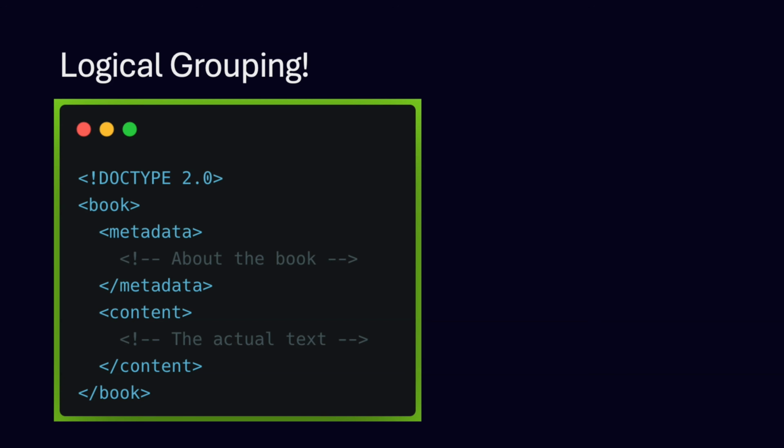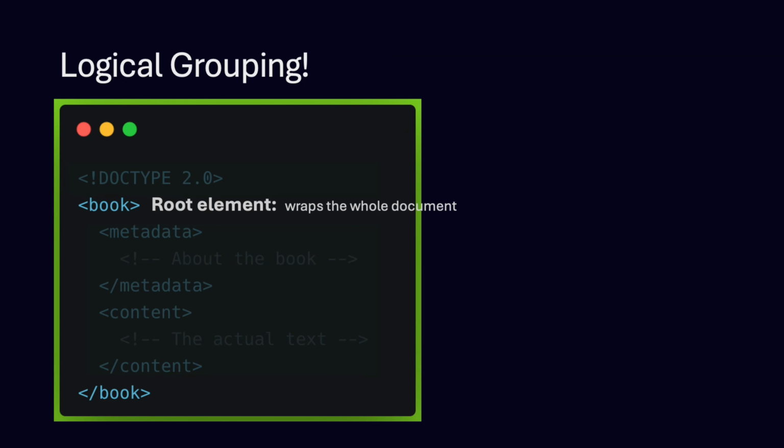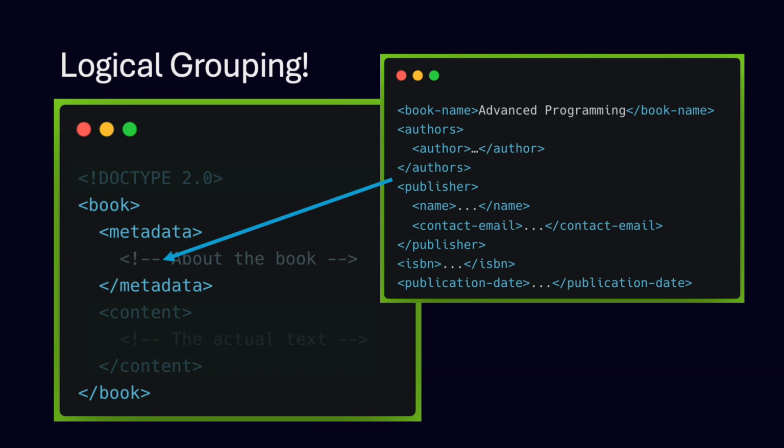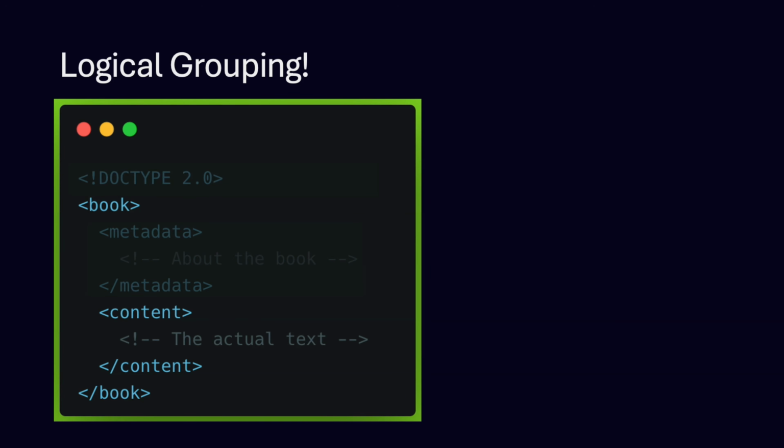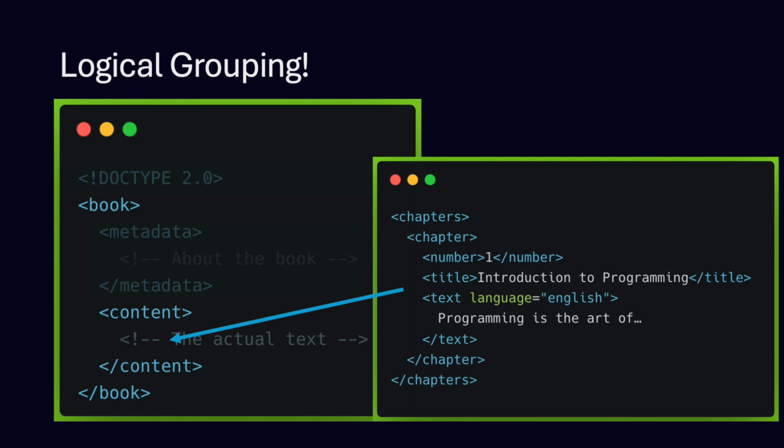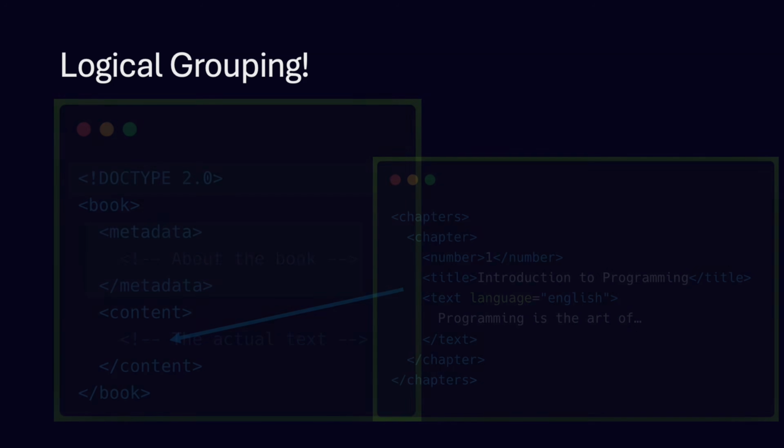First, I created a book container, a book tag, that holds everything. This is a root element that says this entire document represents a book. Second, I have a metadata section for all the information about the book, like title, authors, publisher details, and so on. Third, I have a content section for the actual book text. Chapters, paragraphs, the stuff readers will see. All goes here. Let me show you an example of how this works in practice.